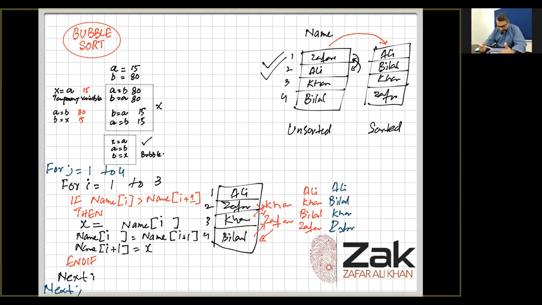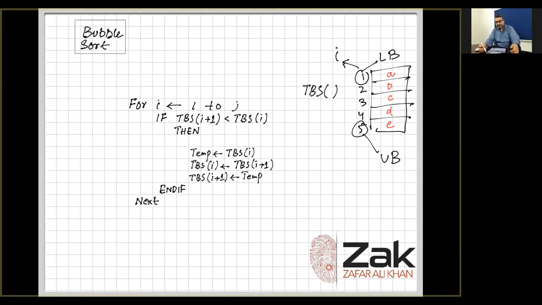Now let's revise it. So first thing I told you is about the array. Let's say this is an array whose name is to be sorted, TBS, which has got 5 values. The lower bound is 1, the upper bound is 5. All right, so now we will represent this subscript or index with I in this loop.